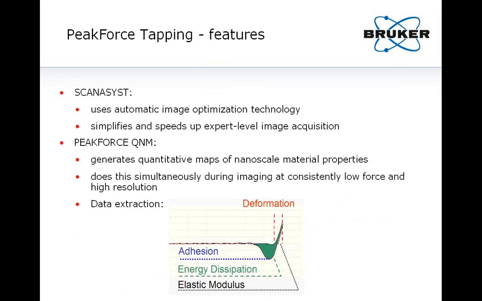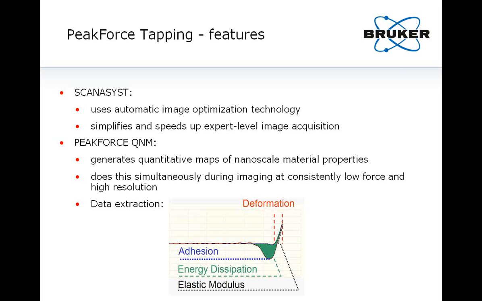Before I go further with the presentation, I need to define and clarify a few terms. PeakForce Tapping is actually a combination of two features. One of them is called ScanAsist, which is fully automated AFM. With ScanAsist, which is based on the PeakForce Tapping technology, all parameters like the scan rate, the gain, or the PeakForce setpoint can be automatically adjusted by the software or individually turned on or off. I would say that this mode is of particular interest for AFM beginners who don't want to waste too much time with parameter optimization.